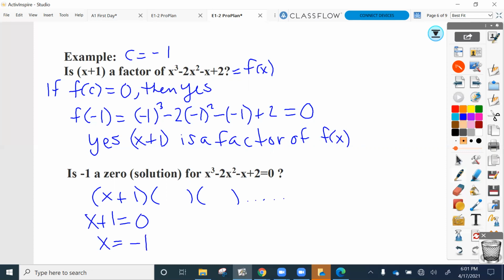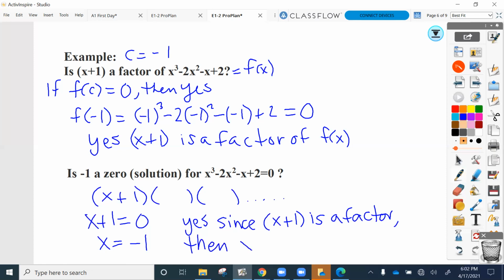So we can say yes. Since we know that x plus 1 is a factor, then x is equal to negative 1 is a 0. It's another way of saying solution.